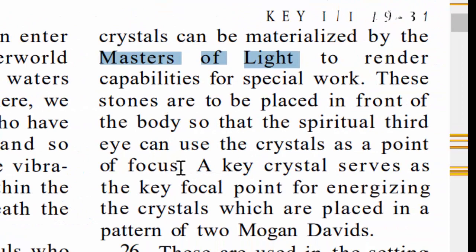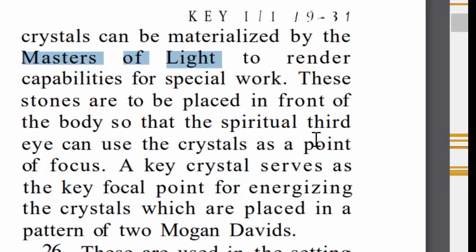So I don't know that just getting some crystals is actually going to do anything, because it says they can be materialized by these masters of light. So if they can be, then I mean they cannot be. But then notice how it tells you how to use them. It says these stones are to be placed in front of the body so that the spiritual third eye can use the crystals as a point of focus. But now it's not telling you which direction, does it?